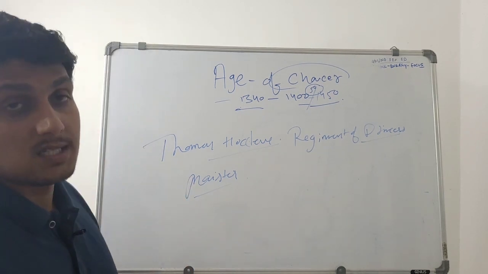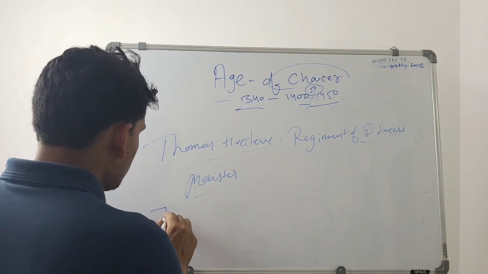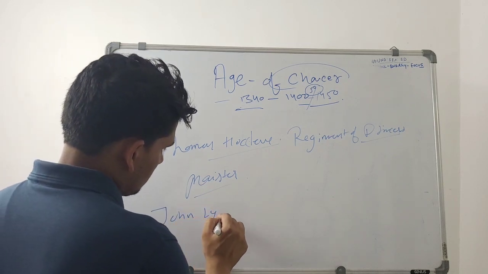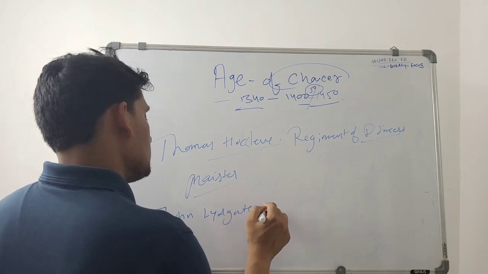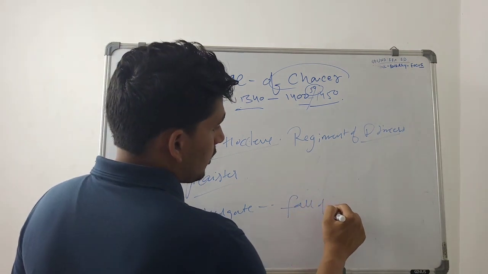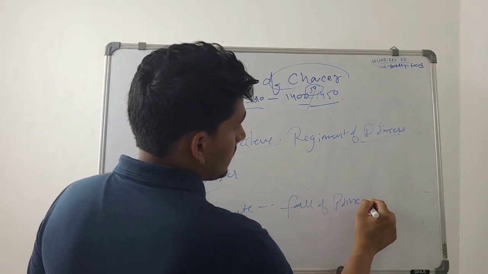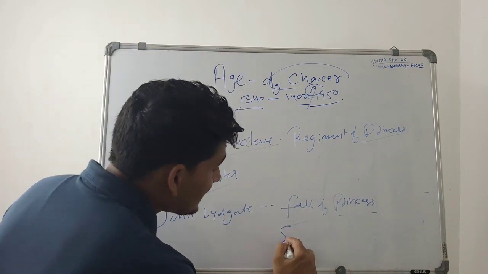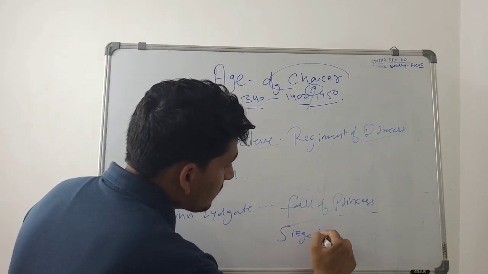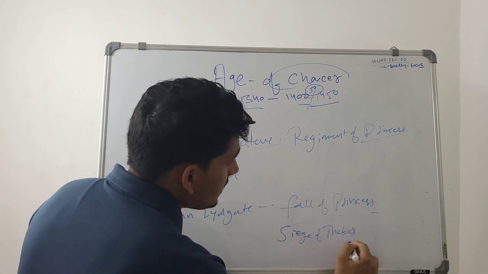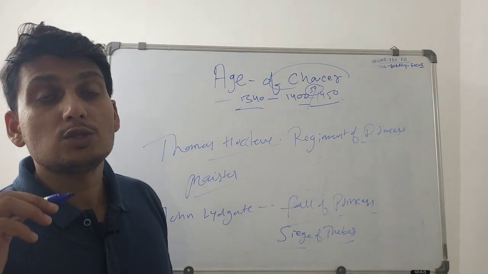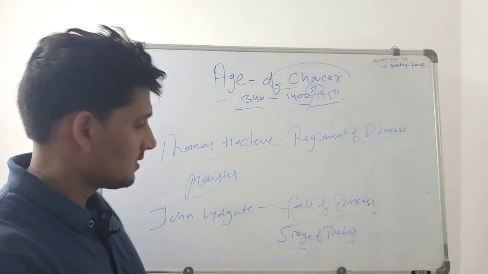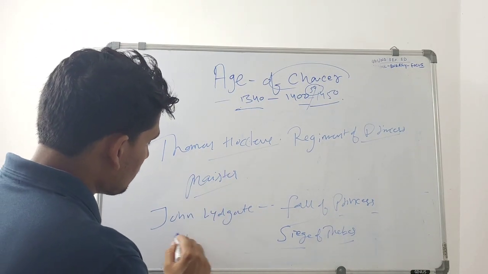Another follower and successor of Chaucer is John Lydgate. He wrote the Fall of Princes. He also wrote the Siege of Thebes, which is a response to Chaucer's Canterbury Tales. Another work he wrote is the Book of Troy.